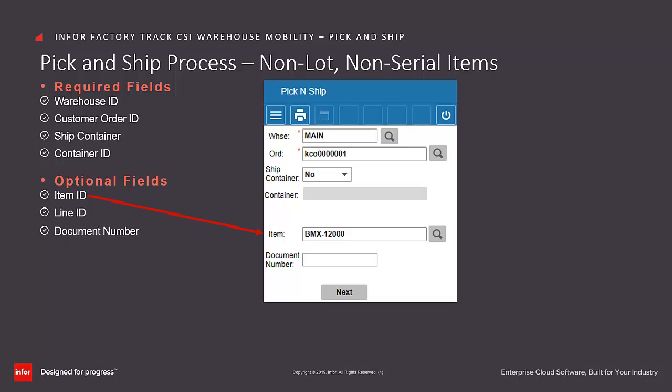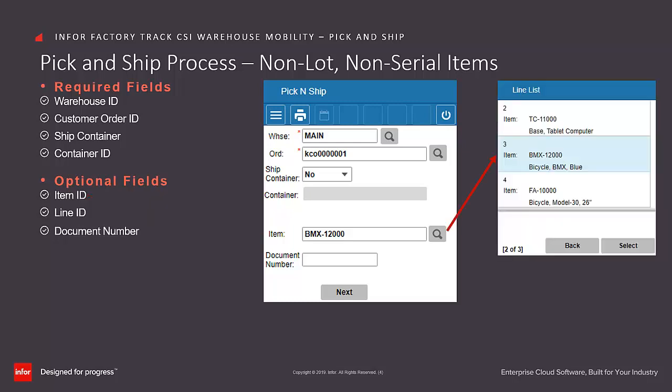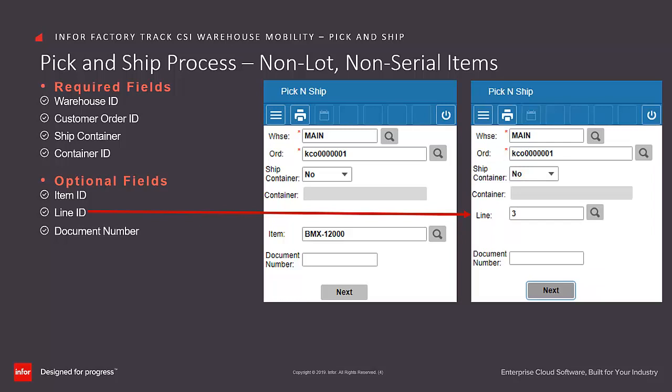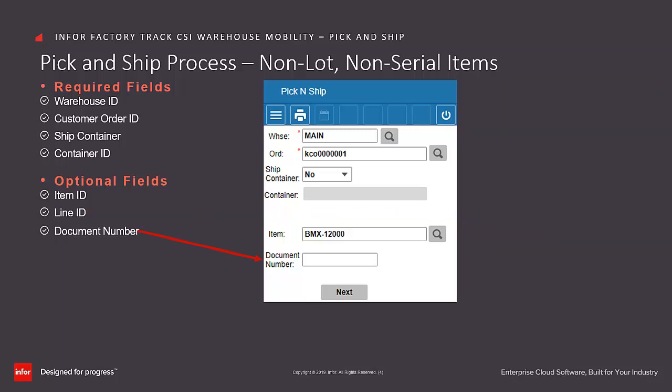If the selection by item parameter is enabled, the item field will be displayed. You can enter, scan, or search and select the item ID being processed for this customer order. If the selection by item parameter is not enabled, the form will use the line ID as the identifier. You can enter or search and select the line ID instead. Enter the document number, which can be used to tie the transactions together, and click on Next to continue.